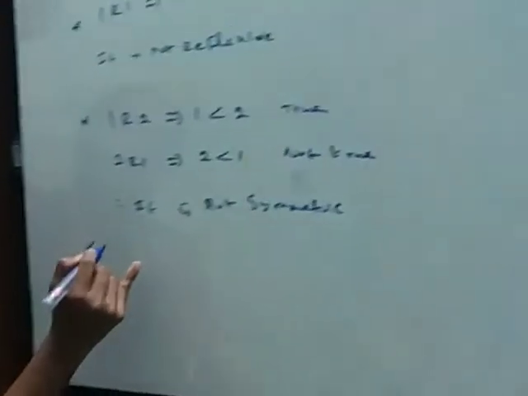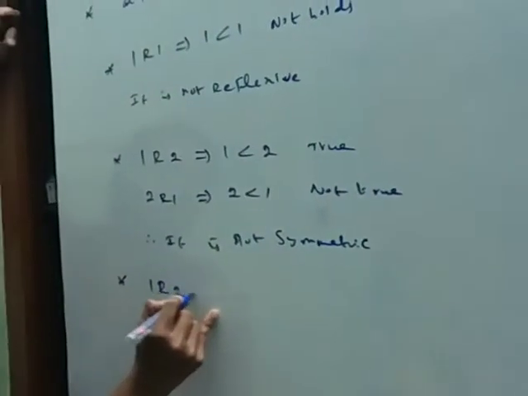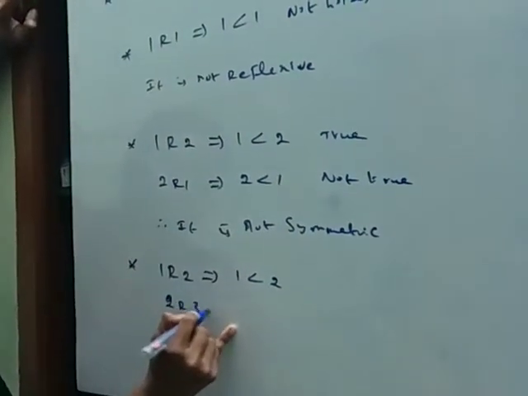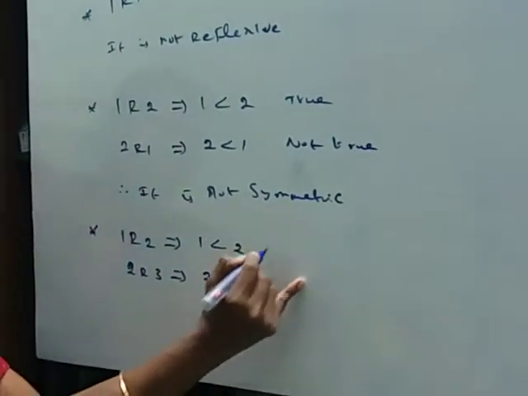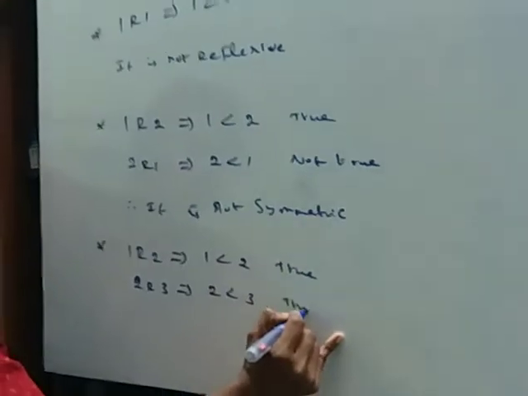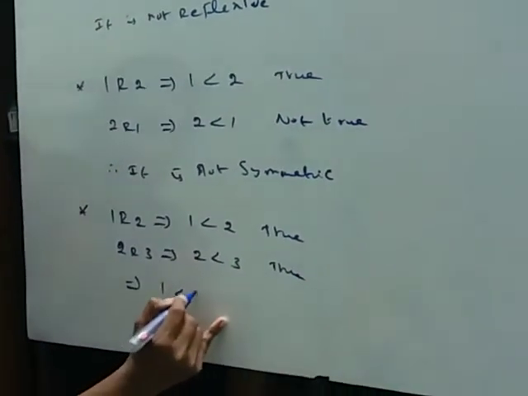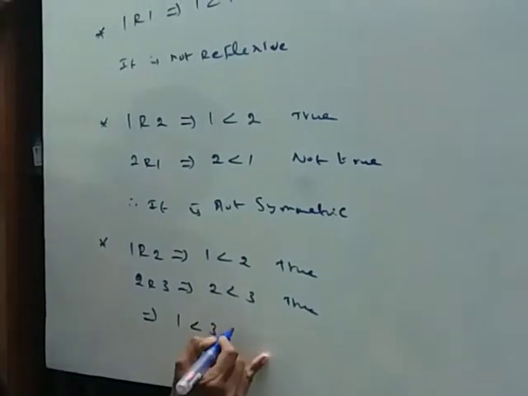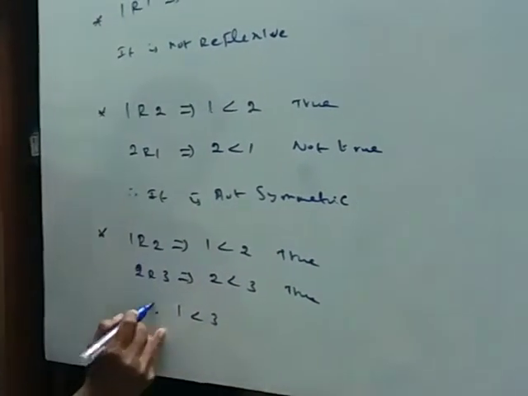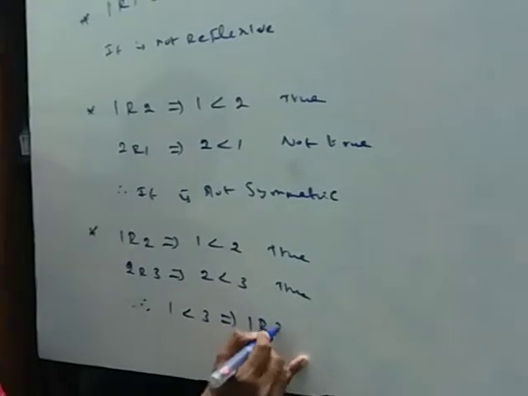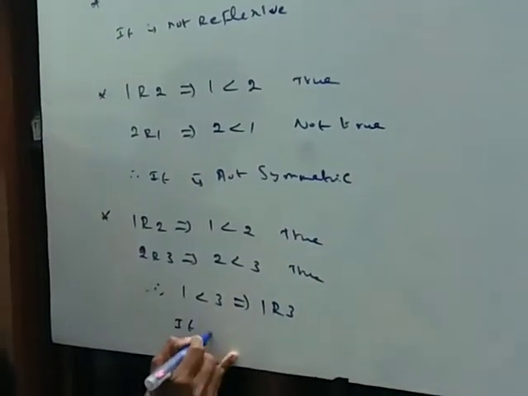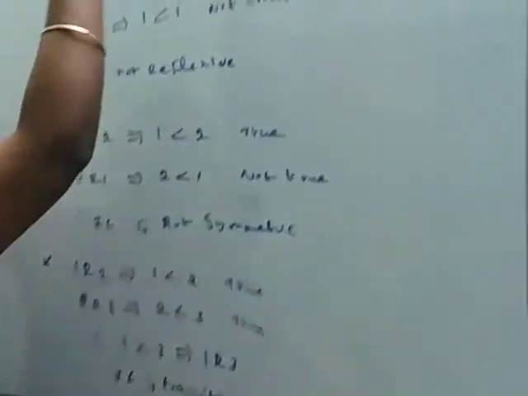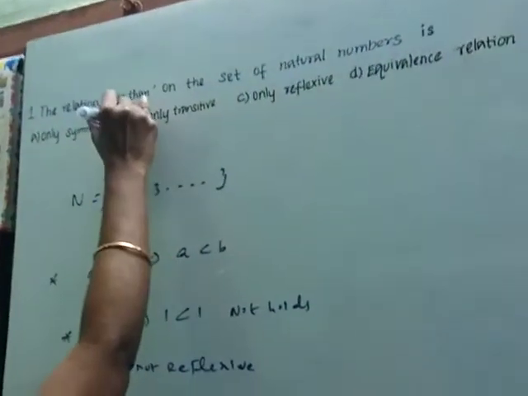Next one, transitive. 1 relation to 2 implies 1 is less than 2. 2 relation to 3 implies 2 is less than 3. Both the statements are true. So 1 less than 2, 2 less than 3 means 1 less than 3, therefore 1 is related to 3. Therefore it is transitive. So here the relation is only transitive. This will be the answer.